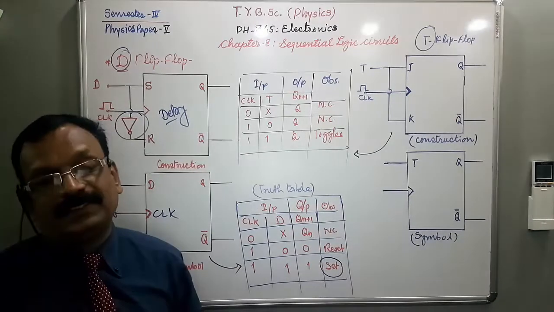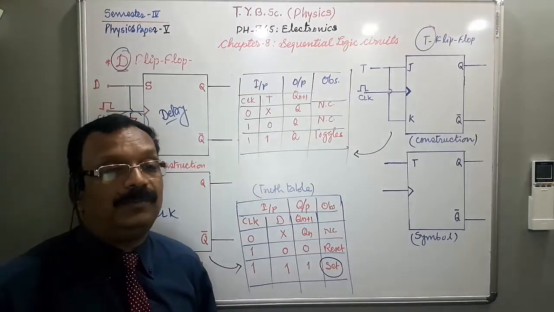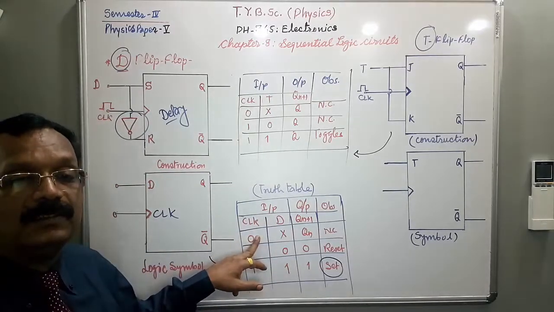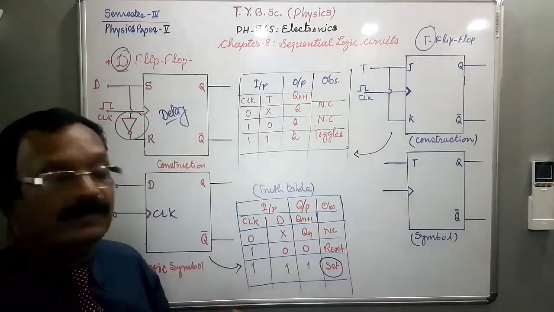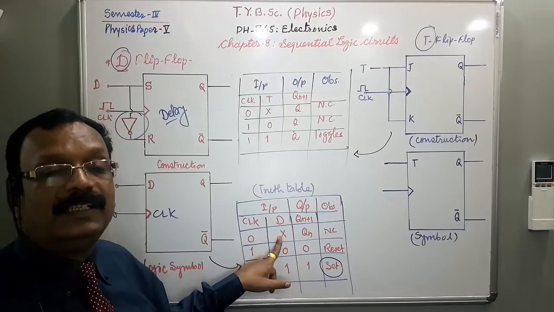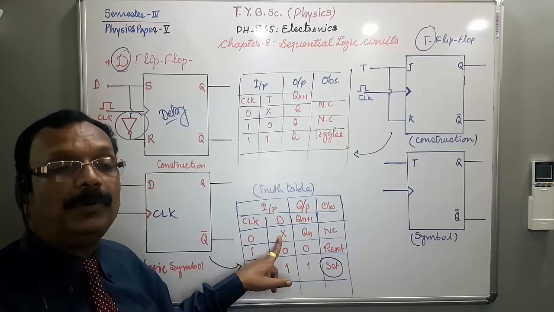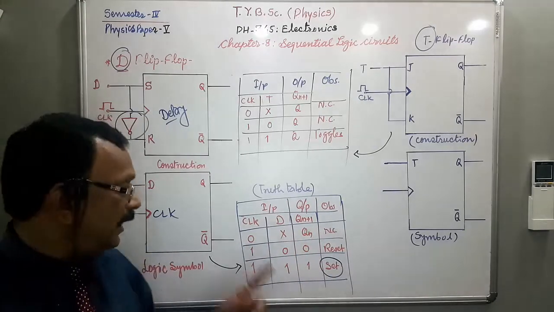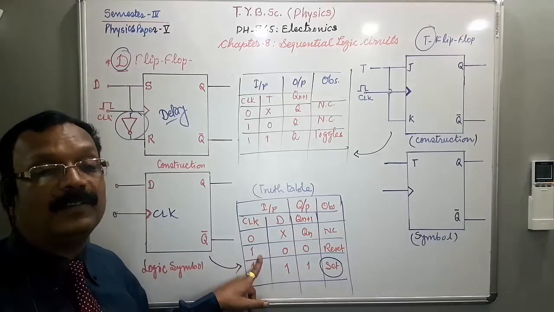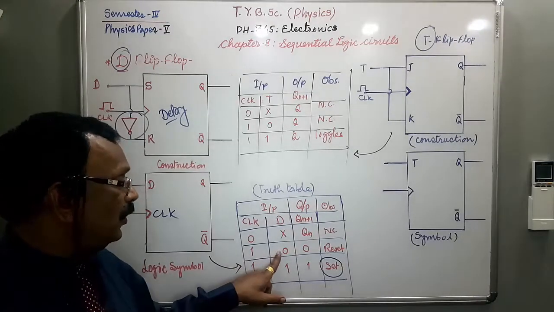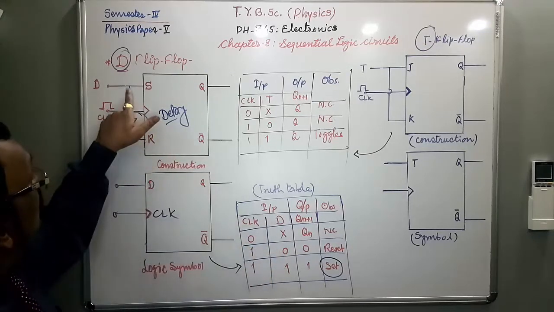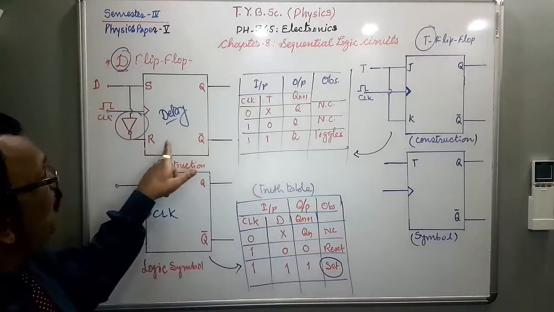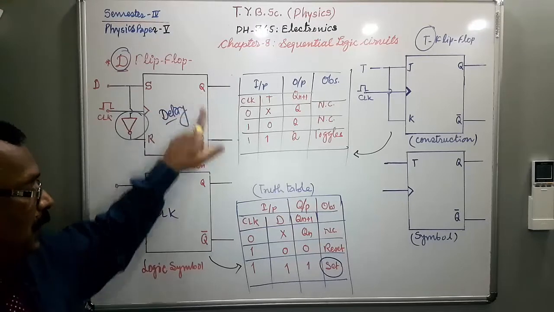I am going to repeat this because this is very important from the exam point of view. When the clock pulse is low, there is no clock pulse, the flip-flop is disabled. When the flip-flop is disabled, the output will not change; Q remains in its previous state. But if the clock pulse is high and D is equal to 0, then S is equal to 0 and R is equal to 1.